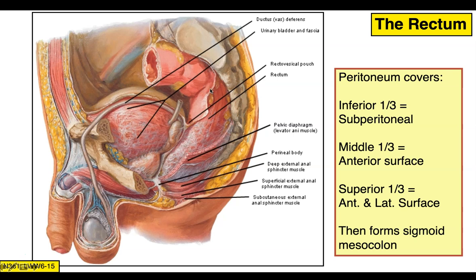So the superior third and the middle third of the rectum are covered by the peritoneum on the anterior aspect, and a little bit of the lateral aspect. But the inferior third of the rectum is subperitoneal. It is underneath the peritoneum. So all this part of the pelvic organs, the urinary bladder, this part of the rectum, and also the male internal genital organs, the prostate and seminal gland, are all underneath the peritoneum. So the peritoneum does not go all the way down to the end of the pelvic cavity or the pelvic outlet.